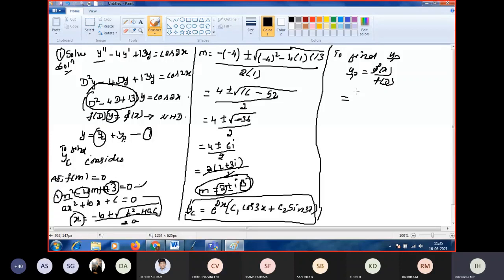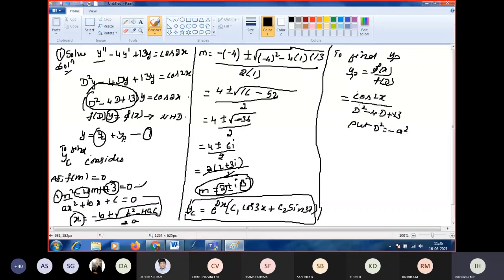Cos 2x by f of d. What is f of d? D squared minus 4d plus 13. Okay. So whether the numerator contains cos ax form or sin ax form, in the denominator put d square is equal to minus a square.